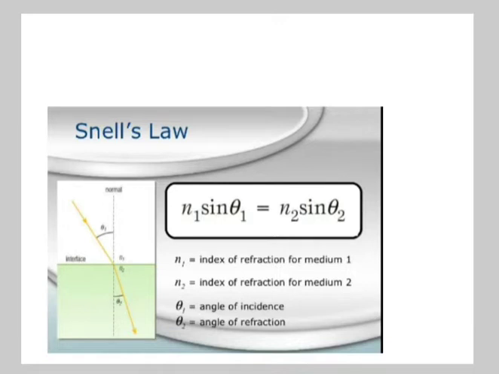So what does the refraction actually look like? How does it work? N1 sine theta 1 is equal to N2 sine theta 2. So what is N1? N1 is the index of refraction of the incident ray. N2 is the index of refraction of the refracted ray. Theta 1 is the angle of incidence and theta 2 is the angle of refraction.